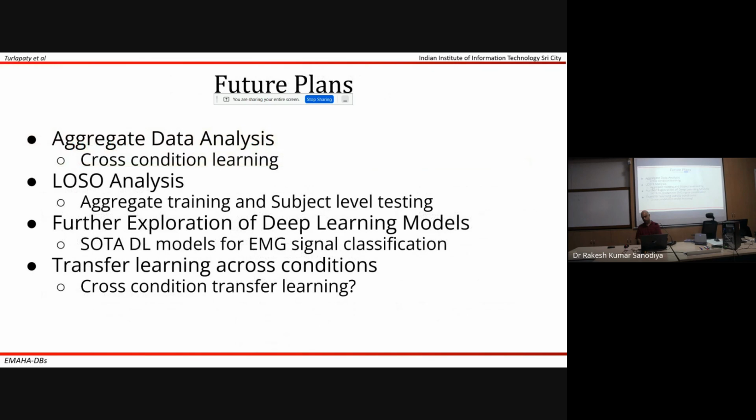Another point is that this is a preliminary study, so we are currently continuing our work. These are the future plans for this particular problem. We are looking at understanding the impact of training with one condition and testing on only another condition, so one-to-one correspondence in terms of knowledge transfer. Also leave-one-subject-out analysis, that means train with a few subjects and test on one subject that was never seen by the model. We are also looking at applying more recent state-of-the-art deep learning models, for example, transformers. And finally, we are also looking at transfer learning in terms of deep learning. So these are the problems that we're currently working on.